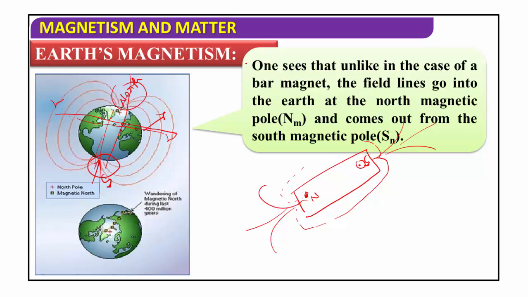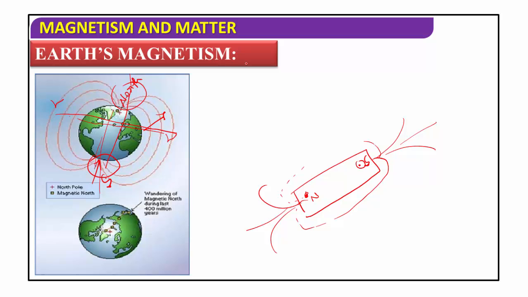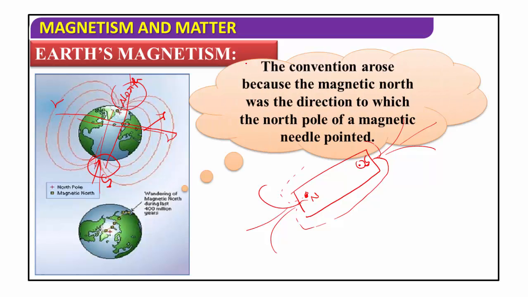One sees that unlike in the case of a bar magnet, where magnetic field lines go into the earth at the north magnetic pole and come out from the south magnetic pole. But the convention arose because the magnetic north was the direction to which the north pole of the magnetic needle is pointed. This is also based on the properties of the magnetic field.